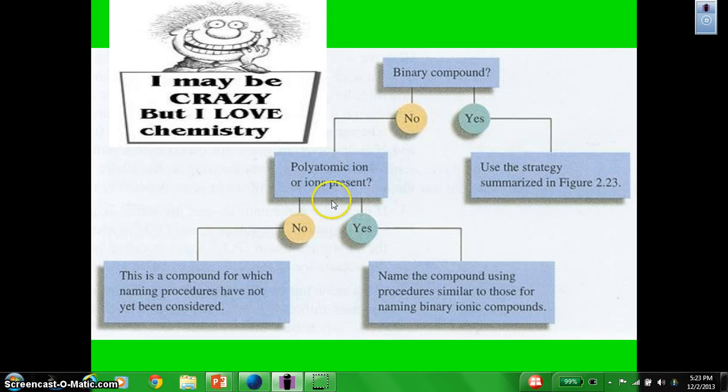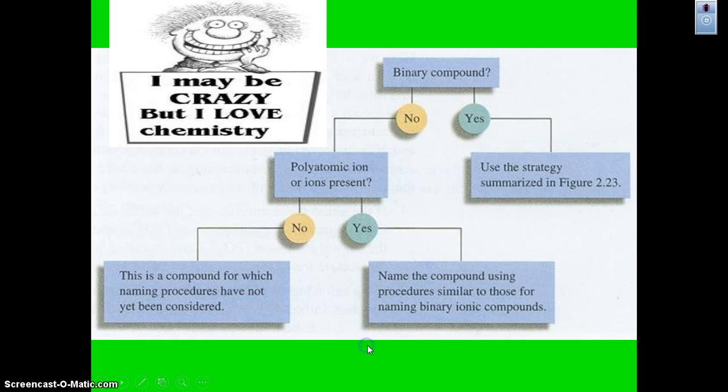Well, we have to start looking for a polyatomic ion or ions to see if they're present in the compound. If the answer is no, we cannot identify a polyatomic ion or ions in the compound, then you haven't been taught to name that yet. However, if you can identify polyatomic ions, then you're going to name the compound using procedures similar to those for naming your binary ionic compounds. Just a few things are going to change.